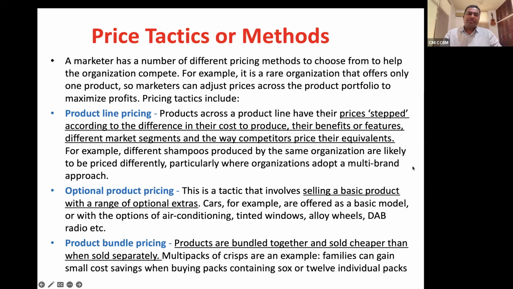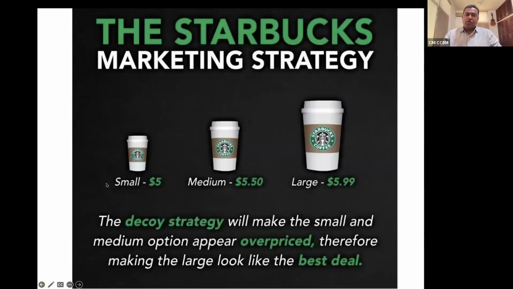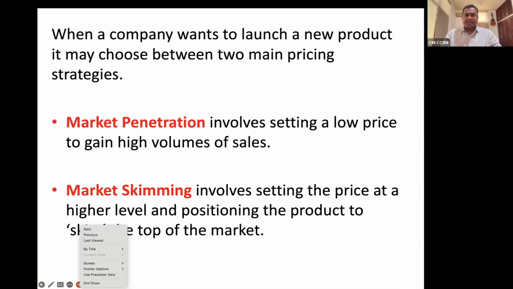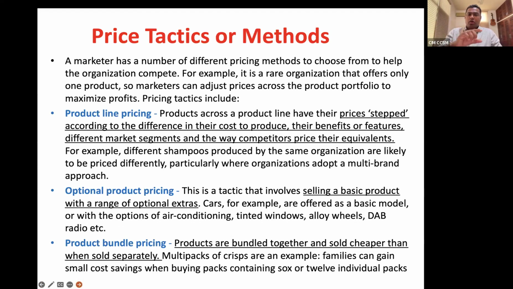So, product line pricing. Now, this is product line pricing, where you show from the smallest, the medium, to the large. That is product line pricing, right? So you show prices stepped up according to the difference of either the cost to produce, or the quantity, or the features and benefits, so that you show that this is where you start and then you move yourself up.